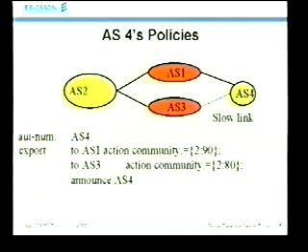So what does AS4 do? The aut-num object for AS4: export to AS1 action community .= 2:90; to AS3 action community .= 2:80; announce AS4. And this is another way. I don't have export attributes here. I've condensed this a little bit to show you this can be done. So I'm setting these actions here, I'm setting these values to community. I'm appending this value to the BGP community attribute.